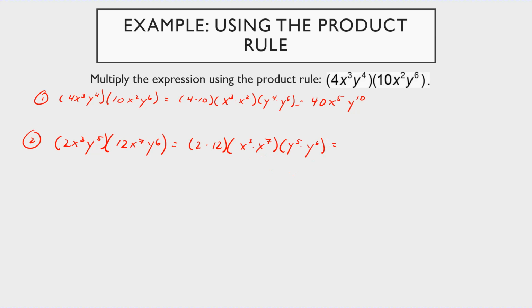All right, well, very simply, what's 2 times 12? That just gets you 24. And then again, when you're multiplying, you add the exponents. So 3 plus 7 gets me x to the 10th, and 5 plus 6 gets me y to the 11th power. All right, so let's move on. So that's just using the product rule, okay?